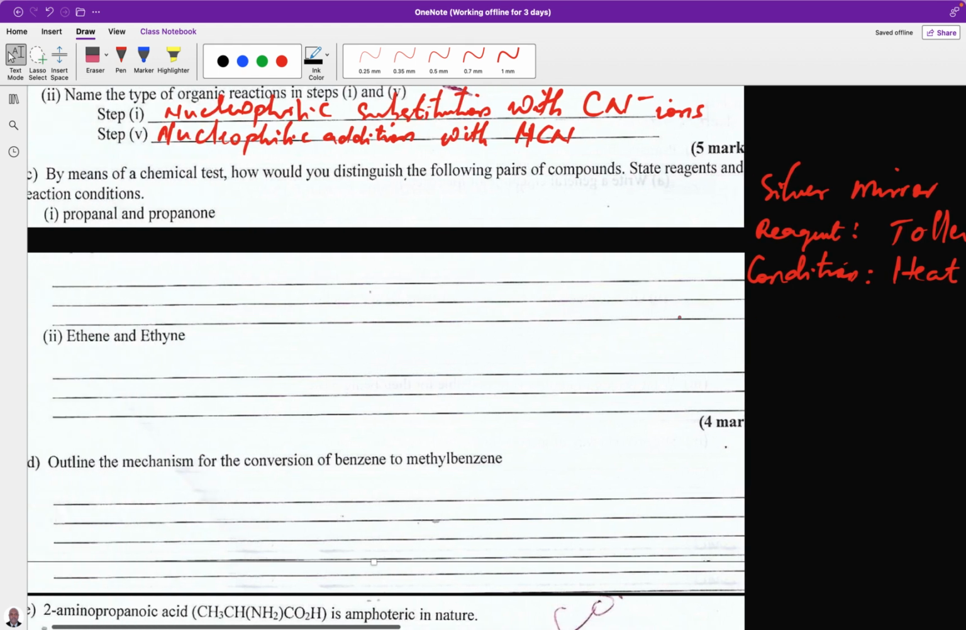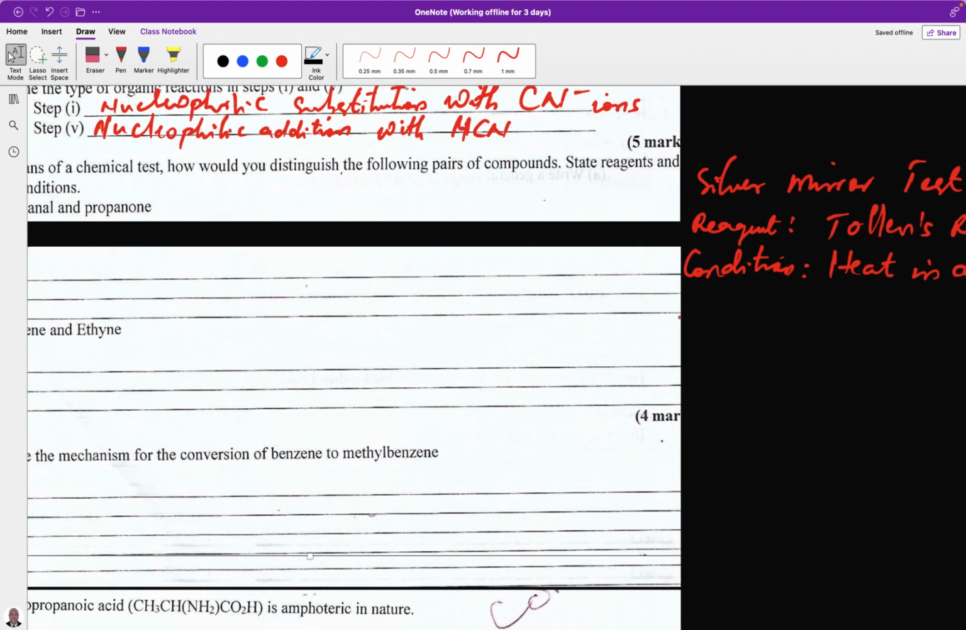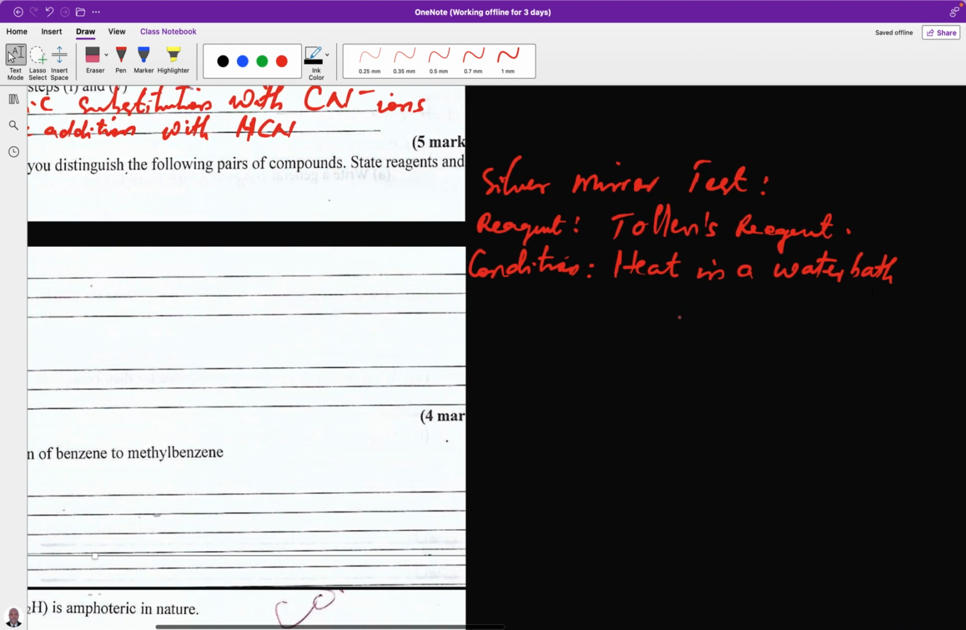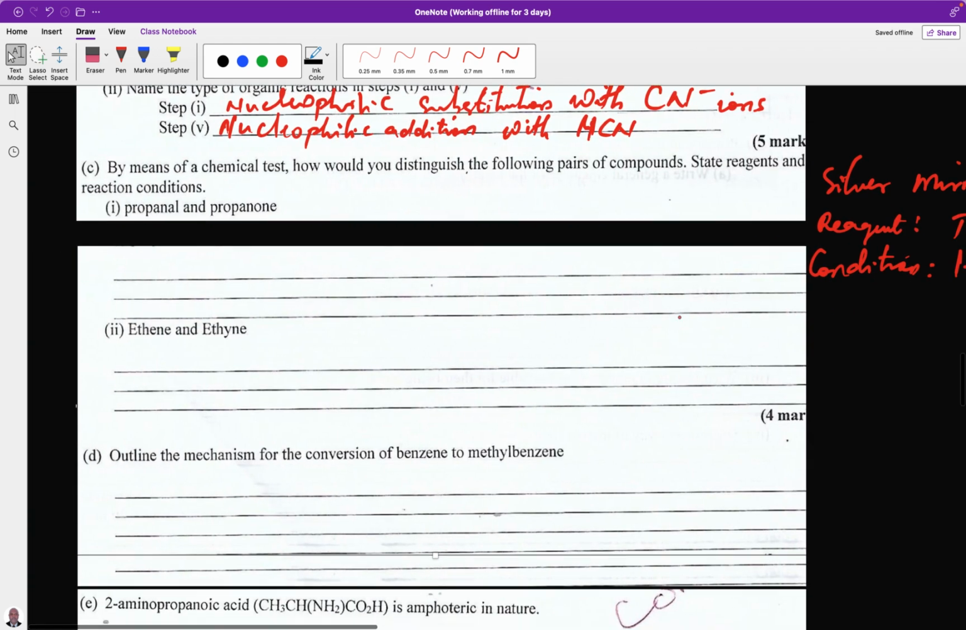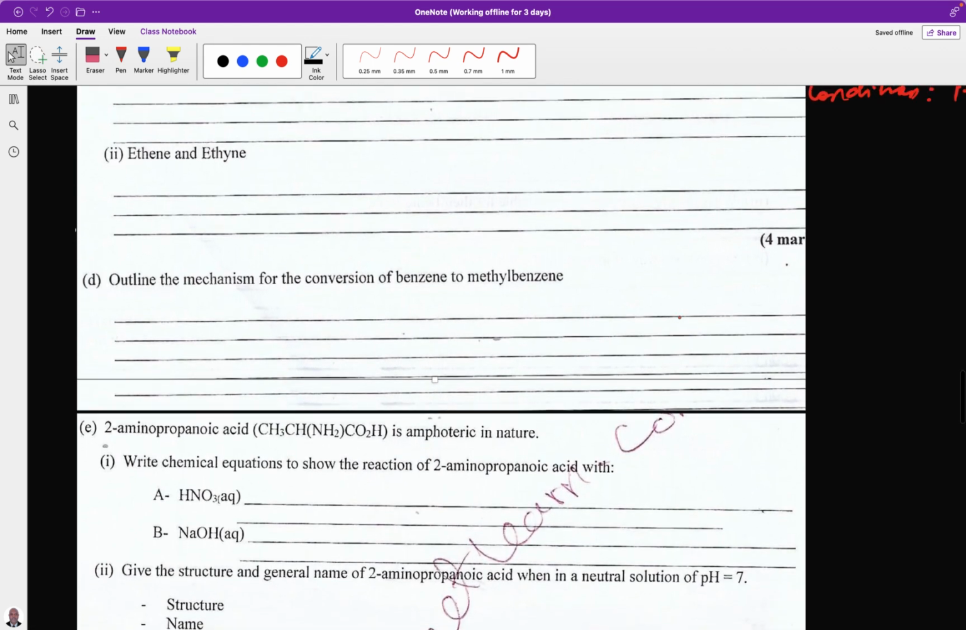The amount of material you give will depend on the space provided. The test is the silver mirror test. The reagent is Tollens' reagent. The condition is heat in a water bath. You can state briefly that with propanal, a silver mirror is formed on the inside of the test tube, but with propanone there is no reaction. Full stop. You can go to the next one, ethene and ethyne.